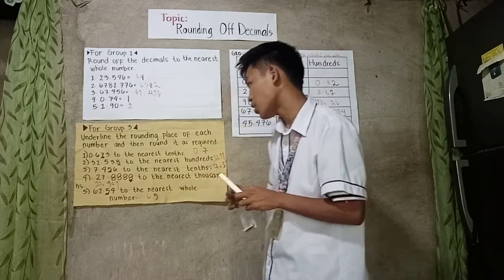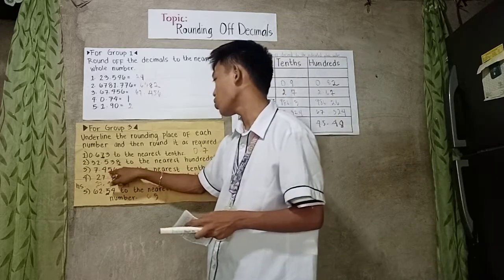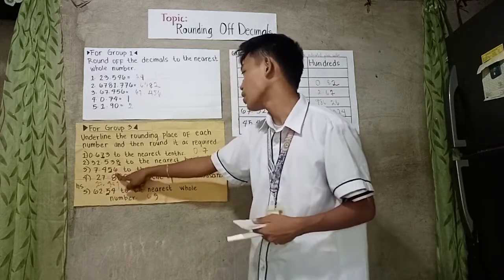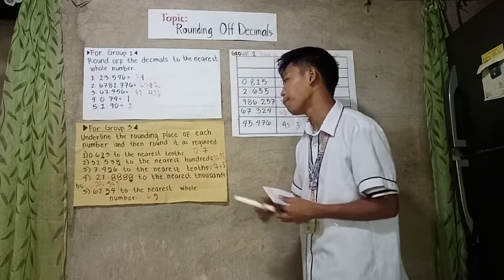Number 3, 7.456 to the nearest tens. So we have ones, tens. So the digit next to the tens is 6. So since it is bigger than 5, it will become 7.5.